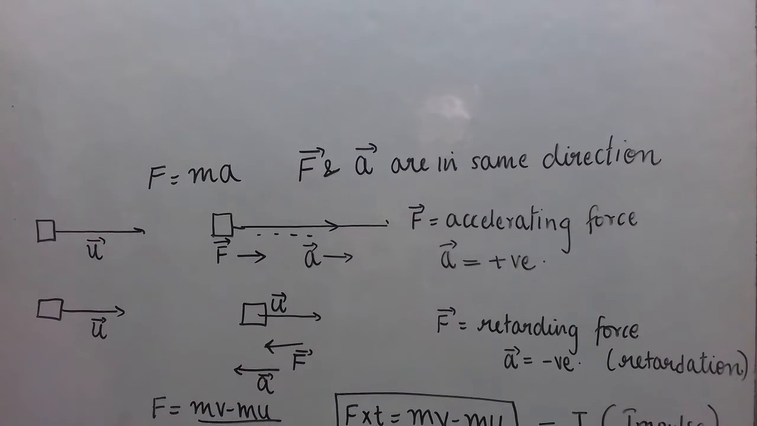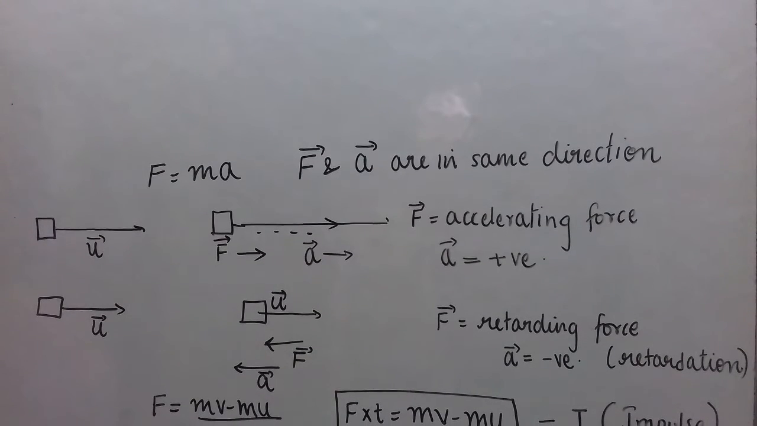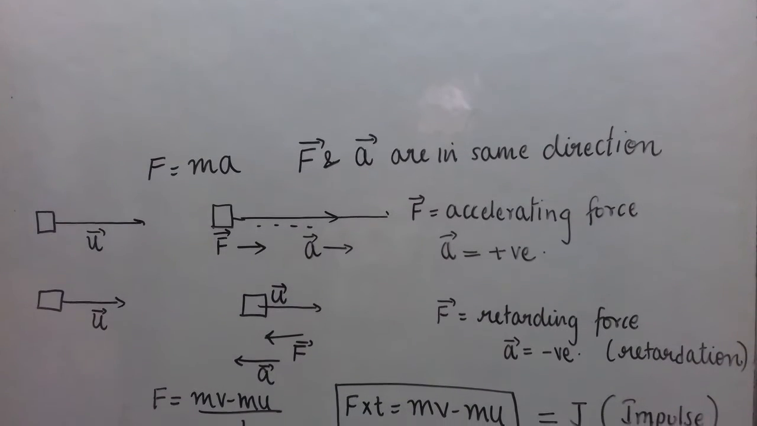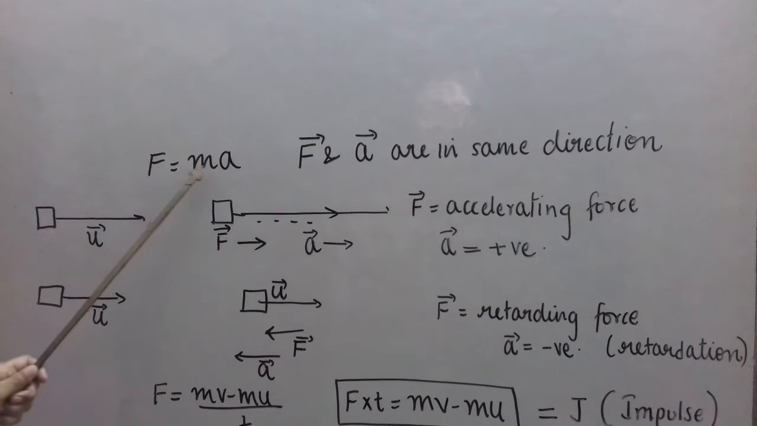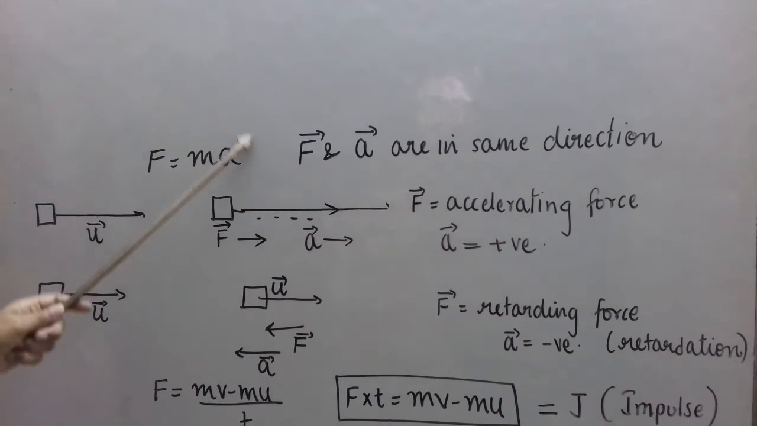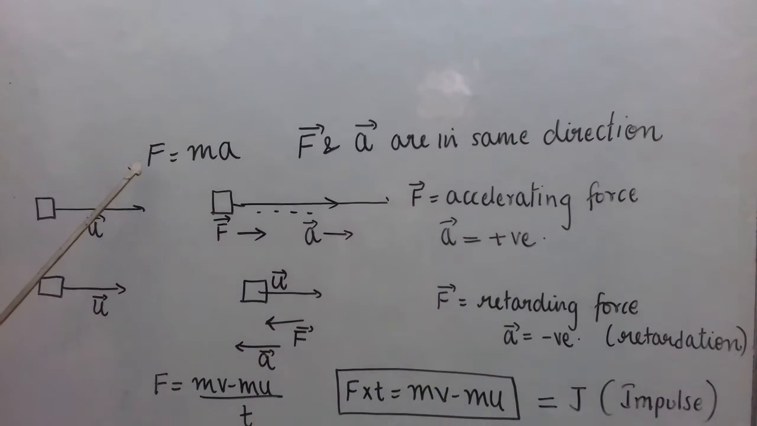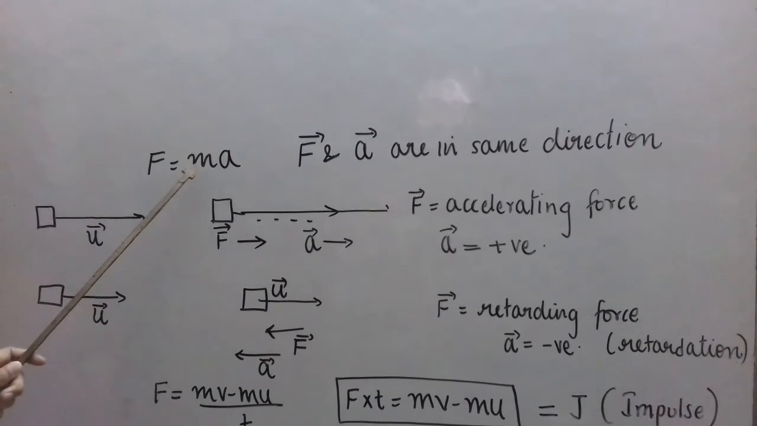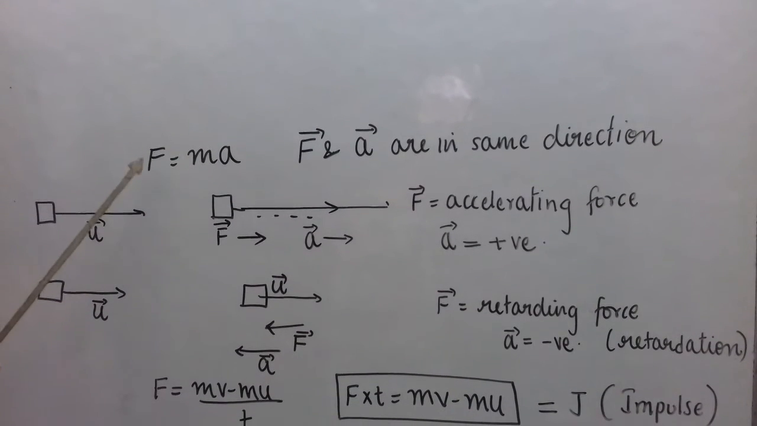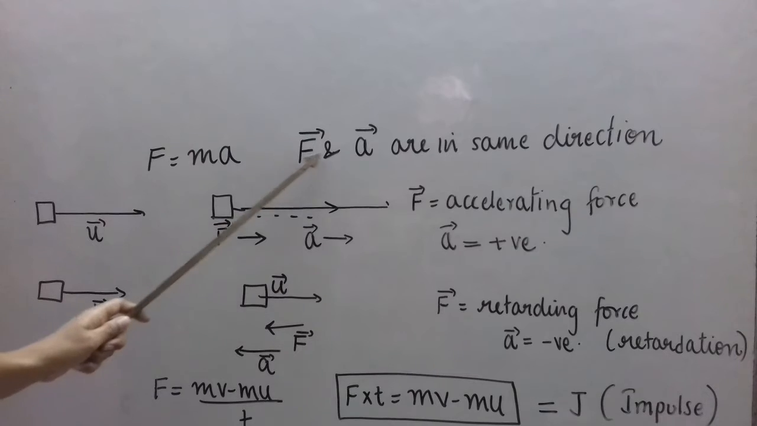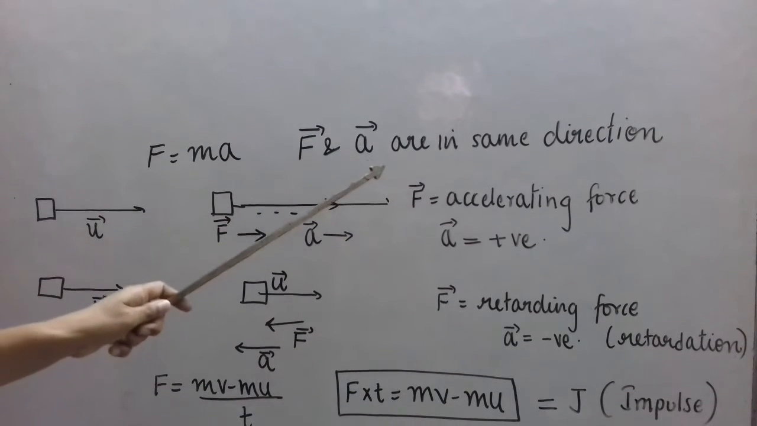Students, before we start with the numericals, I want to tell you some important points. Now see here that F is equal to ma, and from this equation we know that F is a vector, a is a vector, and m is positive, it is a scalar. So F and a both are vectors and they are in the same direction.